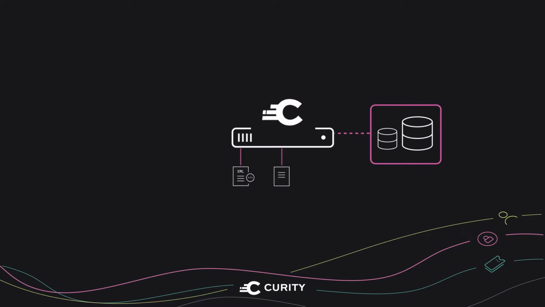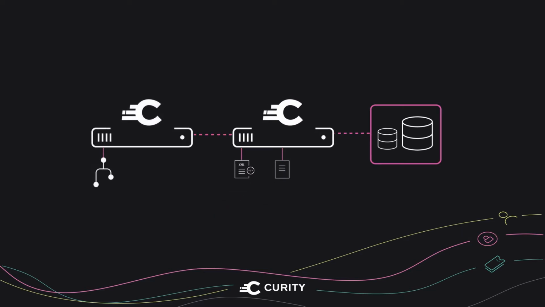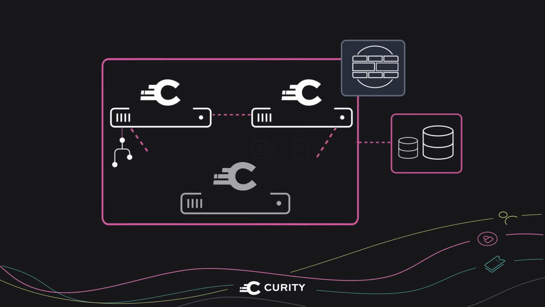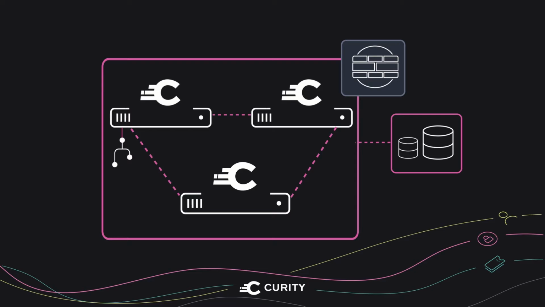We should separate admin and runtime services logically and infrastructure-wise. Add a reverse proxy to secure the runtime services. Finally, add more runtime nodes to increase availability. We assume that you operate Curity Identity Server like any other critical system in your organization. You will integrate it with your existing log management and monitoring systems.